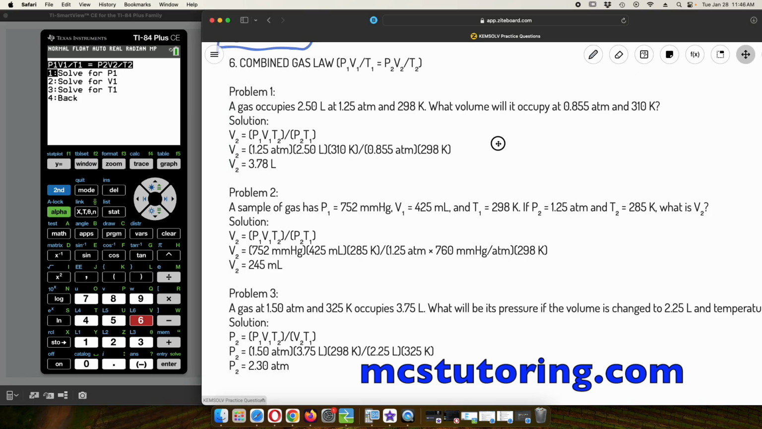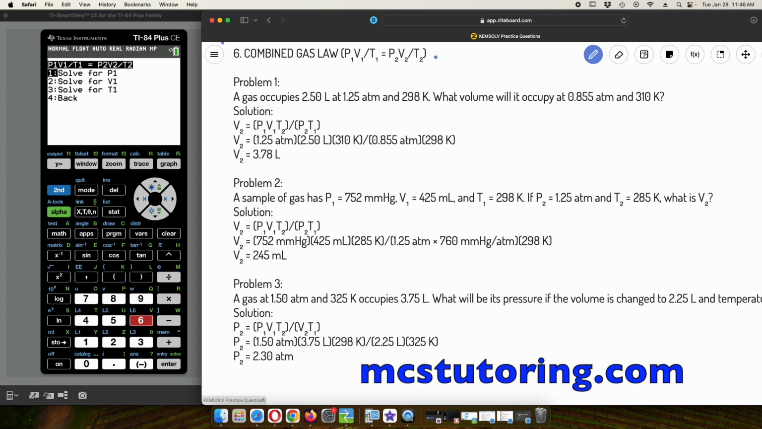So we've got P1V1 over T1 equals P2V2 over T2. So looks like V1 is the 2.5 liters. P1, excuse me, is 1.25 atm. And T1 is 298 Kelvin. What volume? Okay, V2 is our unknown. Occupy at 0.855 atm. Okay, that's our pressure 2, P2. And then 310 Kelvin is our T2.